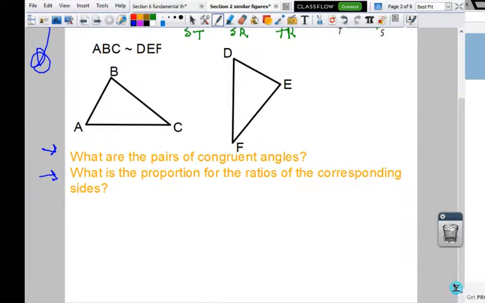Oh, I forgot to draw the angle sign. You have to add an angle sign? So don't forget, for angles, you have to draw your little angle sign.